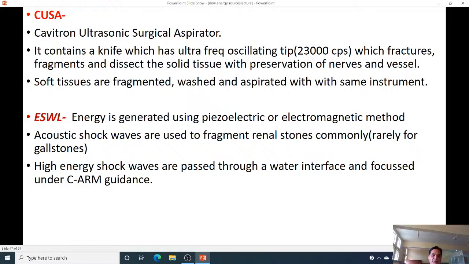That is a CUSA. ESWL, you must have heard about it many times. It is extracorporeal shock wave lithotripsy. Here energy is produced by electromagnetic method. So acoustic shock waves through water will fragment renal stones more commonly. Sometimes it can be used for gallstones. And here they are focused under the guidance of CT. So it is ESWL, again a different energy source.